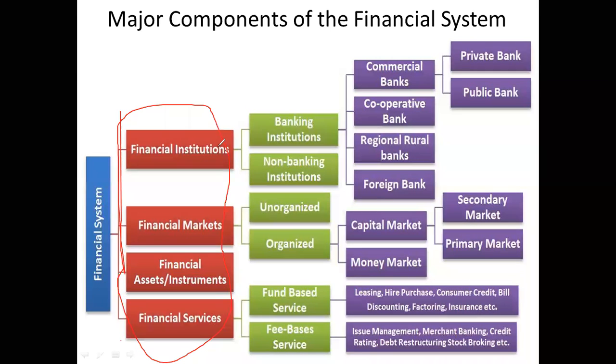It is financial institutions, where your banks and all come into the picture. Then come financial markets, wherein the capital market and money market come into the picture. Then we have financial instruments, debentures or government instruments and all. Then we have financial services, where leasing, hire purchase, factoring, and asset liability management, such kinds of services, are given by some financial expert institutions. These four major components play a very important role in the financial system.